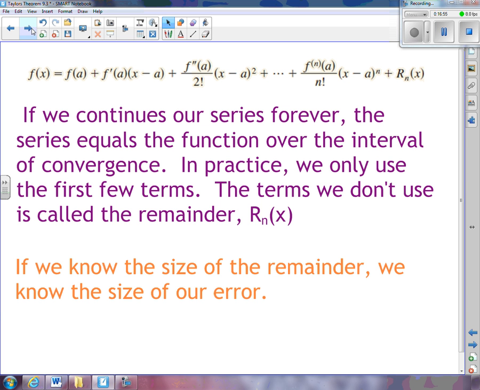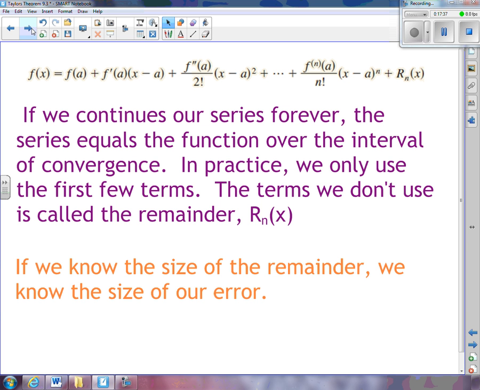Right, so in practice, we only use the first few terms. The terms that we don't use are called our remainder. If our function actually equals the polynomial, then the terms that we don't use are how far off we are. That's our error. Does that make sense? If you took your approximation and added how far off you were, then you would have the right answer.